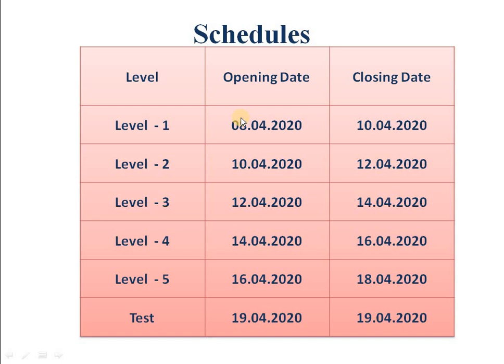Regarding the schedules, you can also see this on the home page. Each and every level's opening date as well as closing date is mentioned. Level 1 will open at 9 AM. Every day the opening time will be 9 AM. So on these dates by 9 AM the link will be opened, and on these days by 9 AM the links will be closed, right?